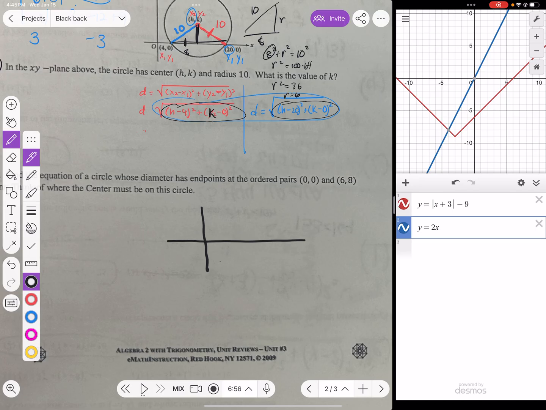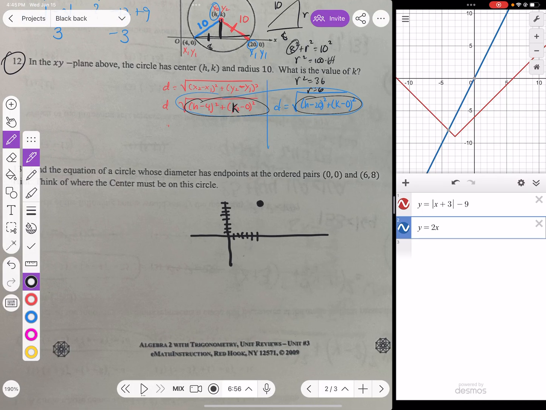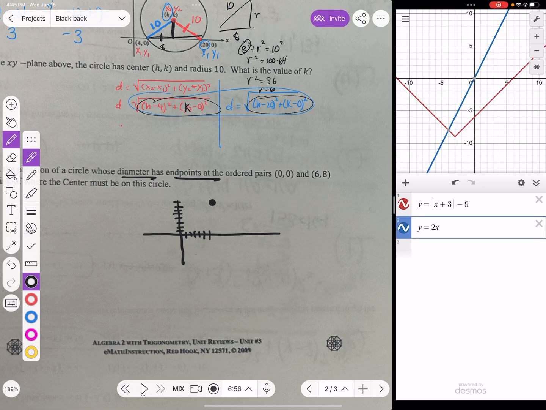Okay, so I'll do my 8 first. 1, 2, 3, 4, 5, 6, 7, 8. 1, 2, 3, 4, 5, 6. So right there is one whose diameter has endpoints, and 0, 0. So this is the diameter of the circle. Diameters have to go through the center of a circle. So the center of the circle is right there at that pink dot. I just got to find him.